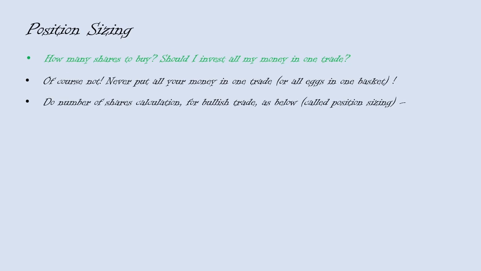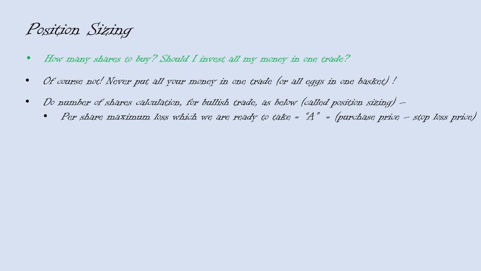So how do we calculate the number of shares to purchase? See, for a bullish trade, the calculation can be done as below. And for the bearish trade also, a similar calculation will apply. Let us say the per share maximum loss which we are ready to take, let us call it A, okay? That is nothing but purchase price minus stop loss price, right?